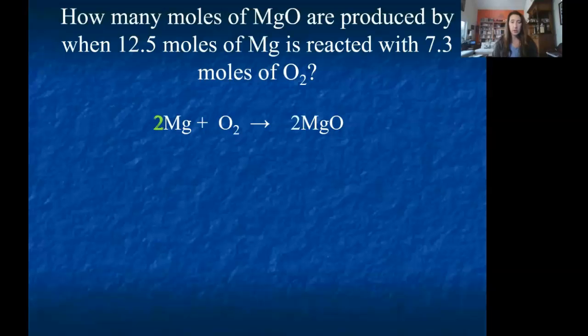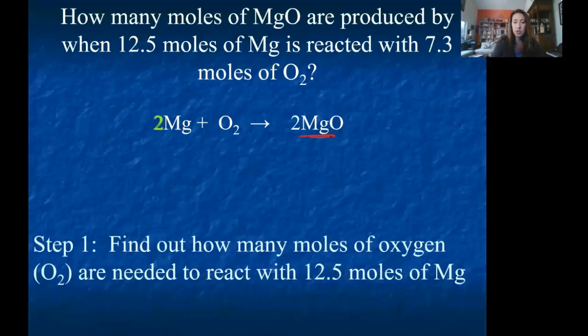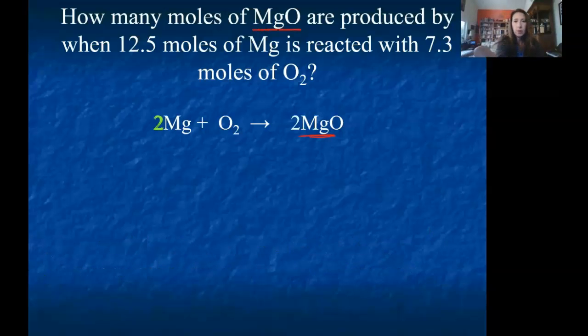So what we're going to do is take both of our reactants and convert them to products. Here's our product, MgO, and we want moles of MgO. We'll start with 12.5 moles of Mg and 7.3 moles of O2. Oh gosh, sorry. We want moles of MgO.